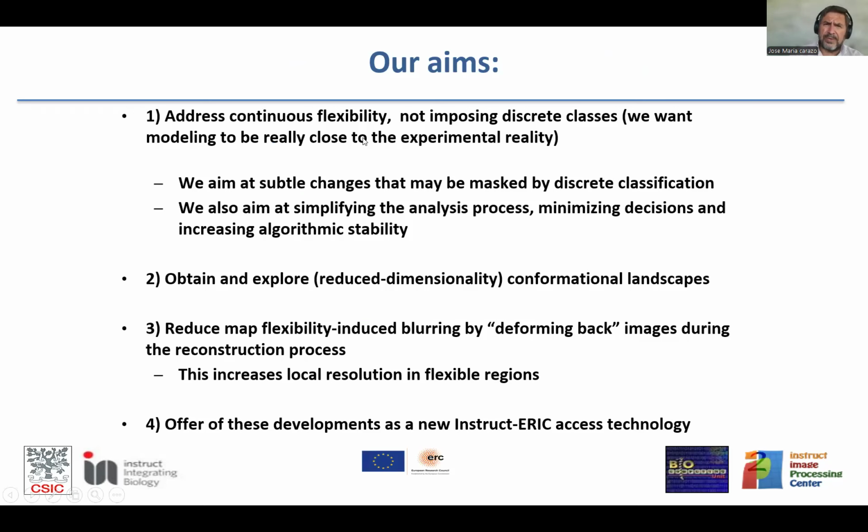So we want to address the continuous flexibility without discrete classes, and we want to do that because we want to capture subtle changes. We want to decrease the blurring in the images due to movement, and also, at the end of the day, we develop methods, and we know that if you impose assumptions that are not fulfilled, I mean, if I insist that the data have to be of a certain class and the data are not of that certain class, then I'm going to decrease the stability of reality.